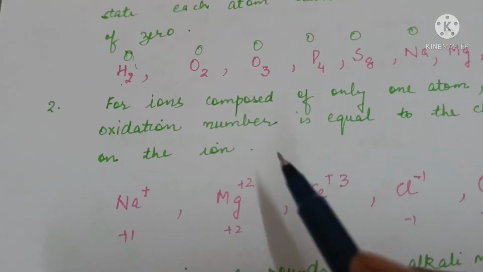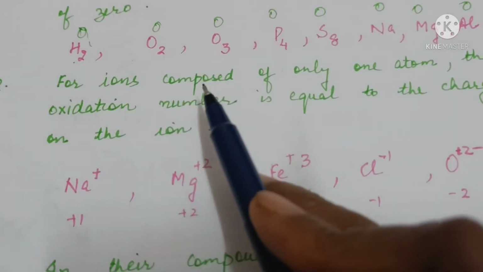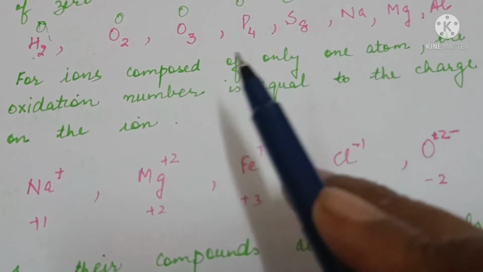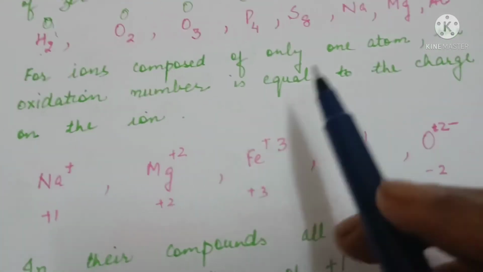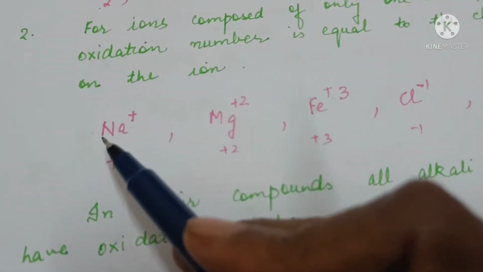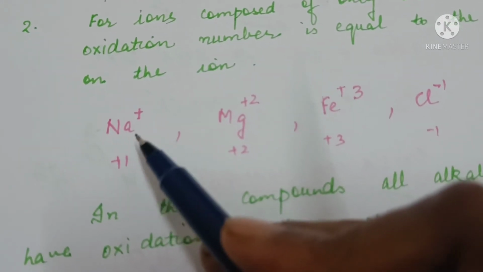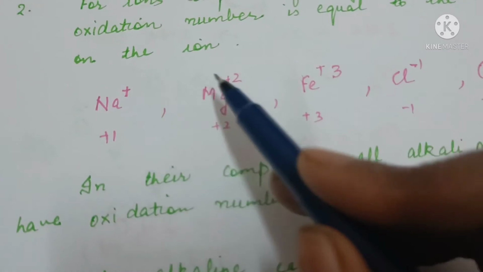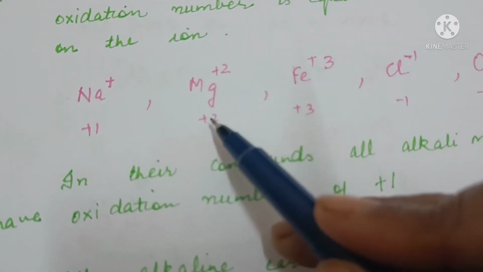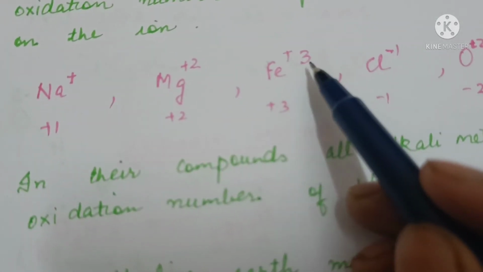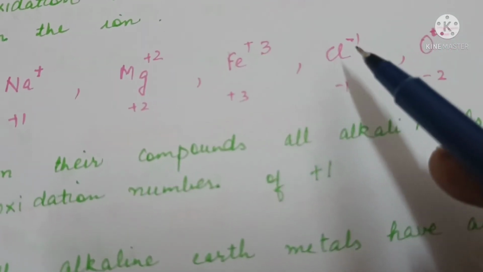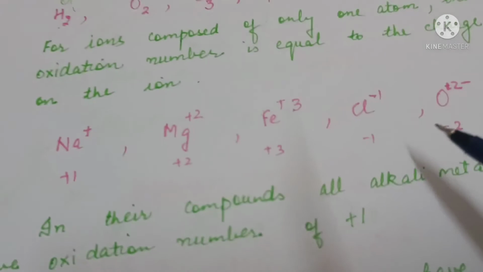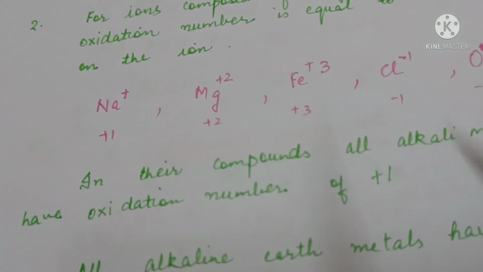Second rule: when the element is in the form of an ion and it is composed of only one atom, then the oxidation number will be the same as the charge on the ion. For example, sodium ion exists as Na+, so its oxidation number will be +1. Magnesium dipositive ion, +2. Ferric ion, +3. Chloride ion, -1. Oxide ion, -2 will be the oxidation number.